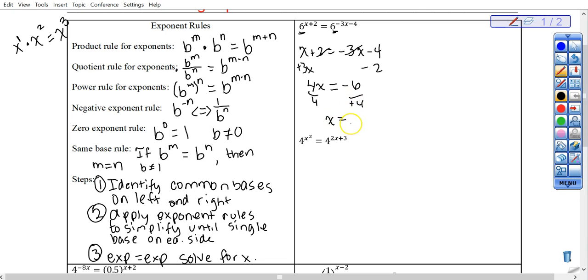That's not a negative 4. And so we get negative 3/2. And then quickly we can plug that into our calculator, or plug it into the equation. We can just plug in negative 3/2. So negative 3/2 plus 2, and then 6 to the negative 3 times negative 3/2 minus 4. And I'll plug that into my calculator.